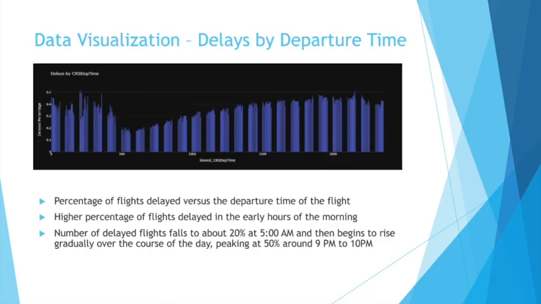This visualization describes the percentage of flights delayed versus the departure time of the flight. We see a higher percentage of flights delayed in the early hours of the morning, although this falls to about 20% at 5 a.m. and then begins to rise gradually over the course of the day, peaking at 50% around 9 p.m. to 10 p.m.